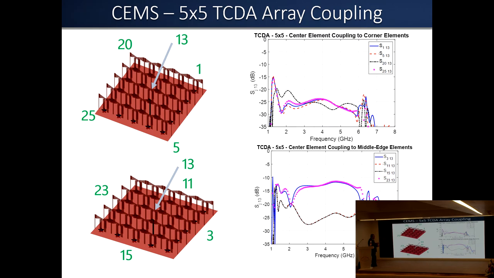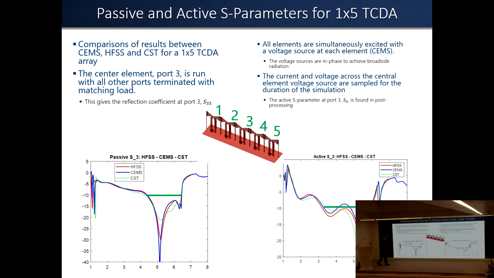So here is the performance in terms of coupling, in terms of the individual S parameters. One linear array, and the reason I'm showing this is because you can look at the passive S parameter and the active S parameter. In antenna arrays, you really need to look at the passive and the active S parameter and see if the bandwidth is going to change or not. And you can see a very good comparison with HFSS and CST as well.